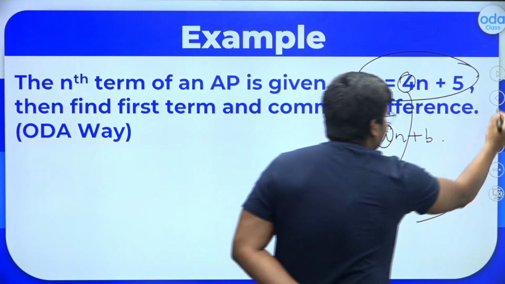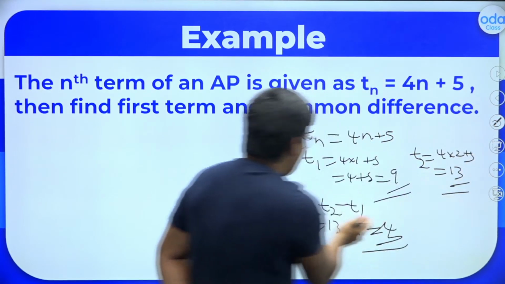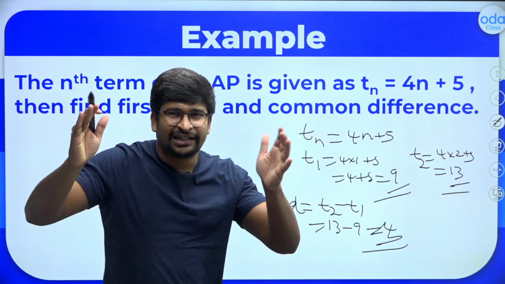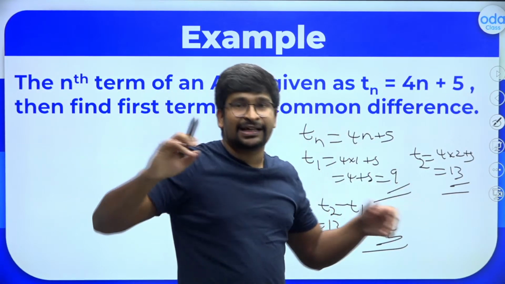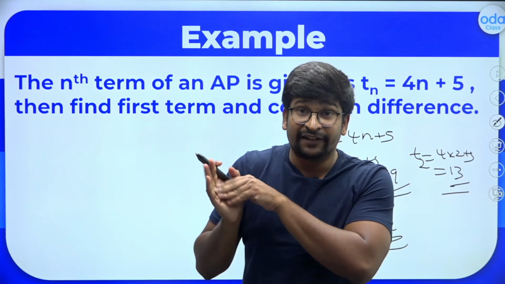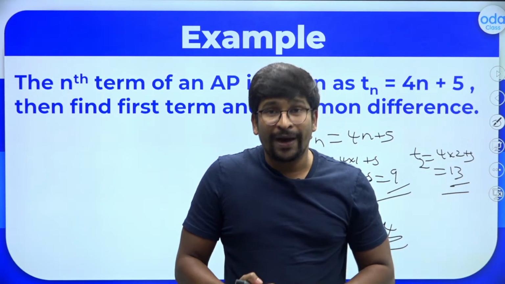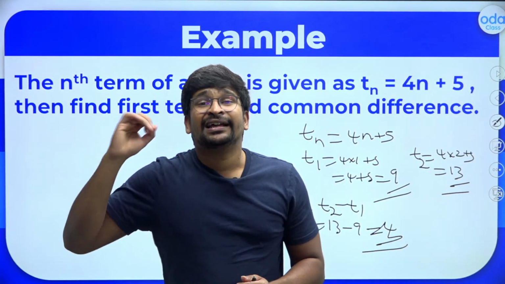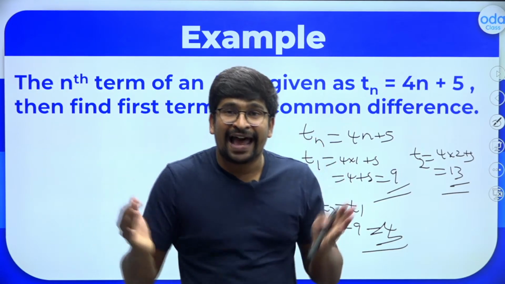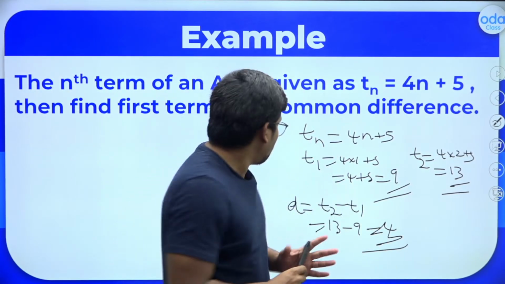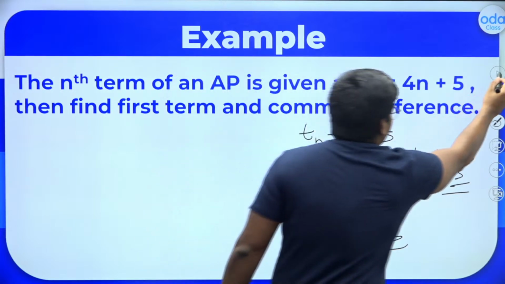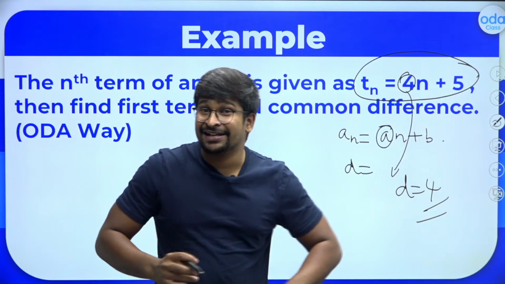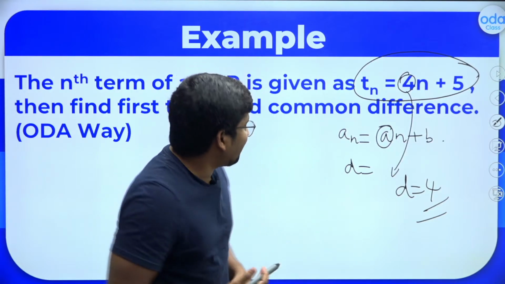Is it clear? We found in the previous question by solving also that the common difference was 4. So directly remember, whenever the nth term is given in a linear form, meaning the degree of n is 1, the common difference always has to be the coefficient of n. So the common difference will be 4. Now you might wonder, okay sir, you have given me the common difference, but how will you find the first term?